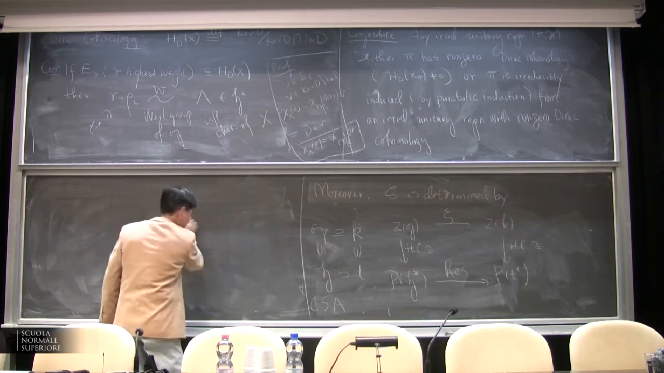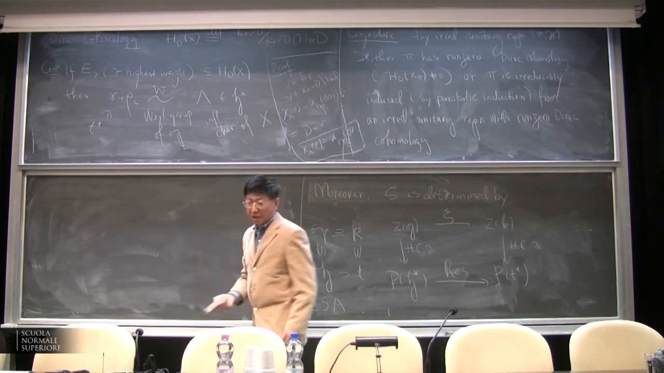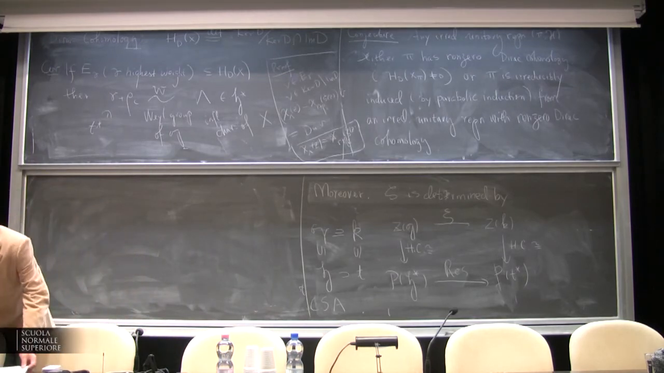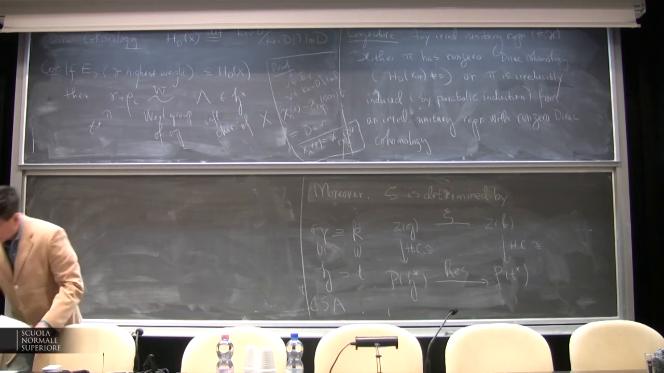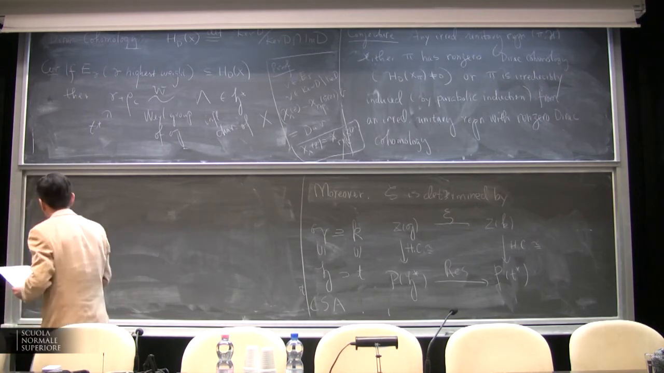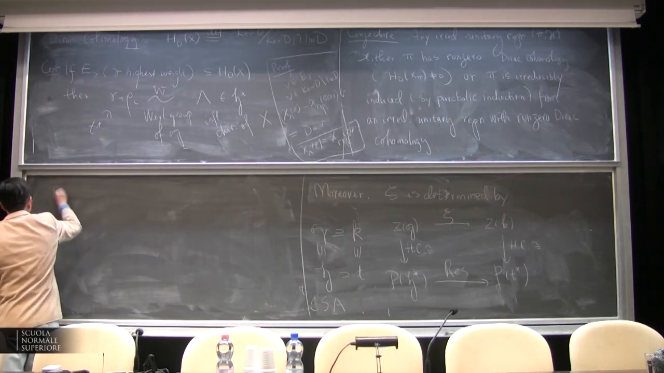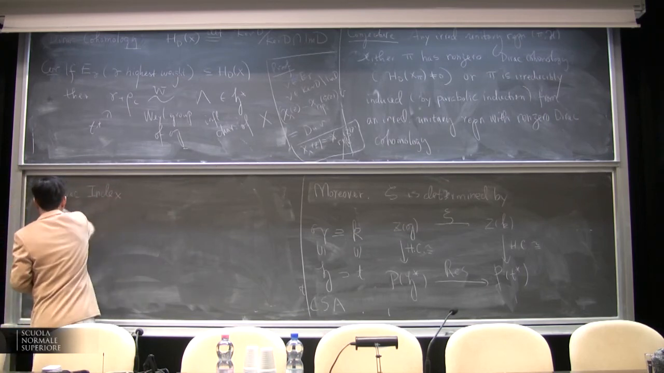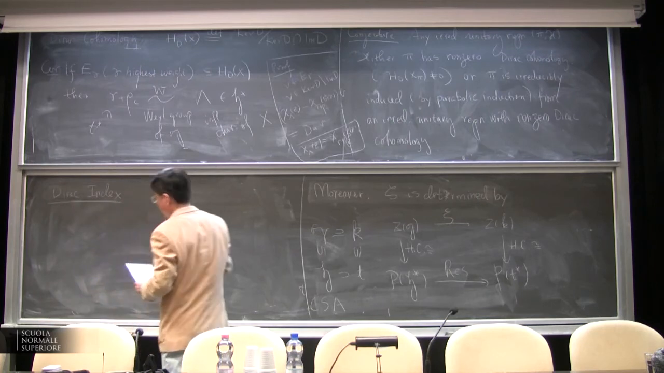The Dirac operator, of course, is associated to differential geometry with the index theory. So there is a similar thing here. We call it a Dirac index. So I should define it. So what is the Dirac index?